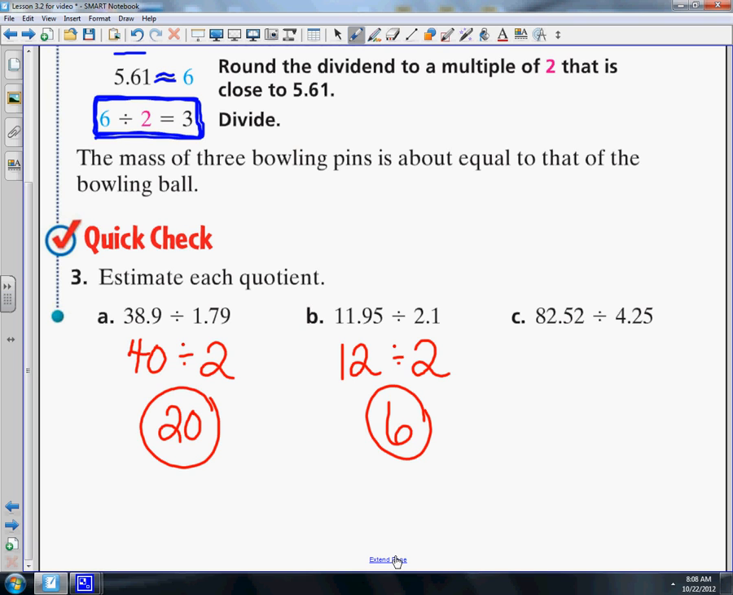Now 82.52, if I round up to 83, that is not divided by 4 very easily. So I'm just going to do 80 divided by 4. 80 divided by 4 is 20. Just round it to the most simple problem that you can get it to.